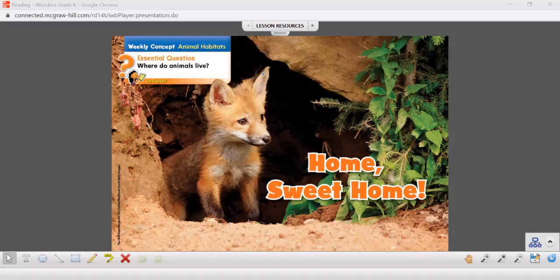We are on Unit 7, Week 3. We are going to be talking about animal habitats in this unit. Where do animals live? So let's look at this picture. This is a fox. Where does this animal live?